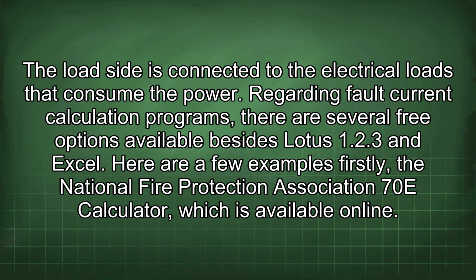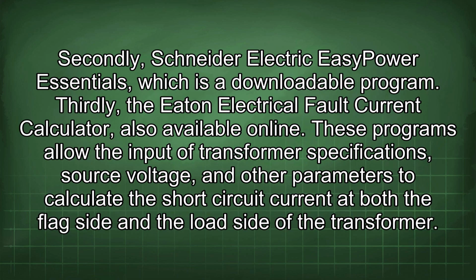Regarding fault current calculation programs, there are several free options available besides Lotus 1-2-3 and Excel. Here are a few examples. Firstly, the National Fire Protection Association 70E calculator, which is available online. Secondly, Schneider Electric Easy Power Essentials, which is a downloadable program. Thirdly, the Eaton Electrical Fault Current Calculator, also available online. These programs allow the input of transformer specifications, source voltage, and other parameters to calculate the short-circuit current of both the flag side and the load side of the transformer.